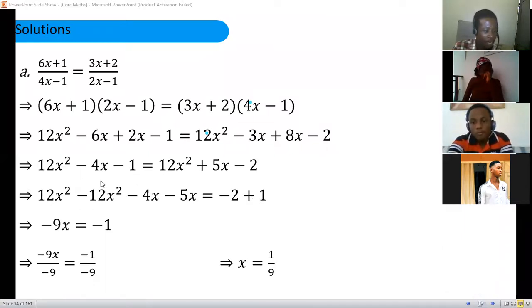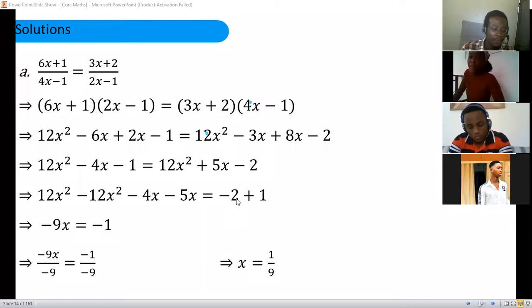From here, we need to simplify. In simplifying, we add terms that are like, as usual. 12x squared minus 12x squared becomes 0. They are terms that are alike. Then minus 4x minus 5x will give me minus 9x. Then we move on to the right hand side. Minus 2 plus 1 will give us minus 1.